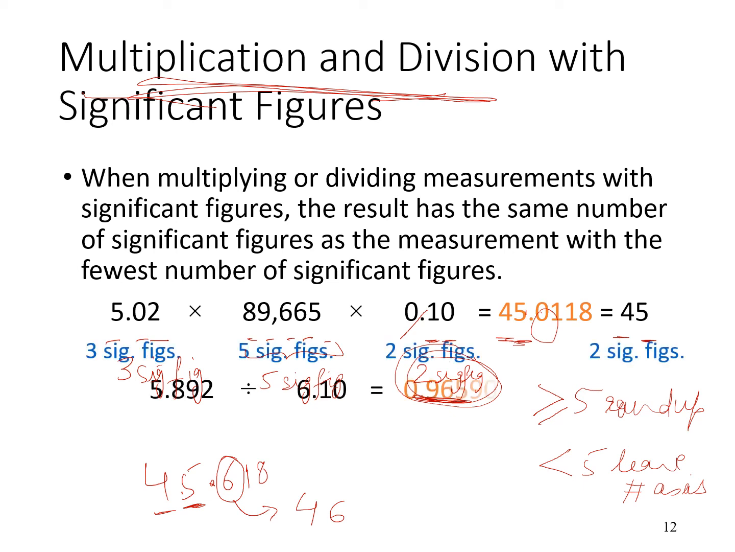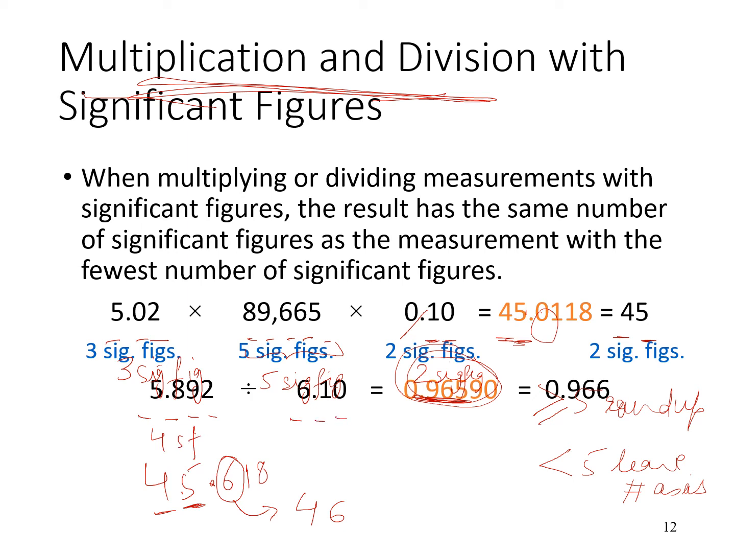Let's try one more question right here. If I give you this question, 5.892 divided by 6.10, what would be your final answer? If you plug this into the calculator, it would give you 0.96590. But now how many sig figs should I leave? This number right here has how many sig figs? 1, 2, 3, 4. This has 4 sig figs. This has 1, 2, 3. This 0 is also counted.